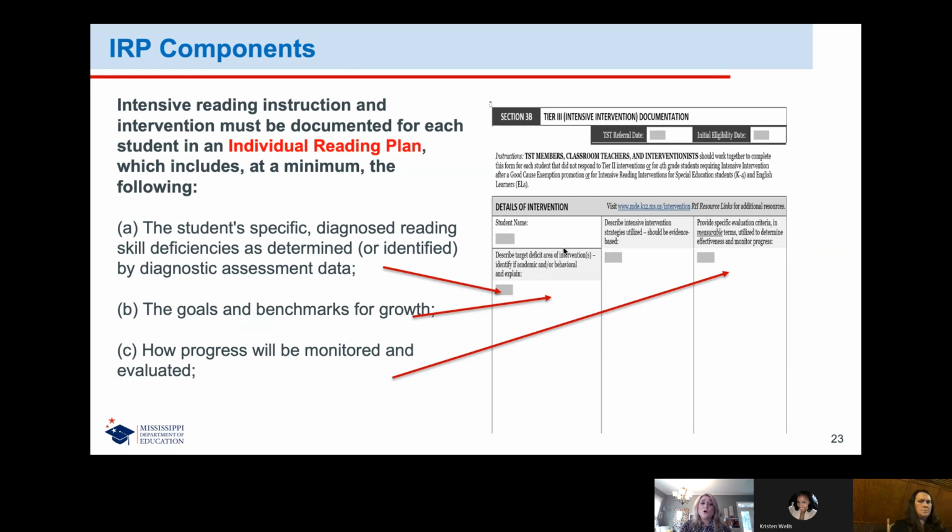For B, the goals and benchmarks for growth. You would put this in the same column, the goals and your benchmarks that you want to see over time. And then how progress will be monitored and evaluated. So once again, you use that third column, and that's how you're going to document how you're going to monitor that progress.